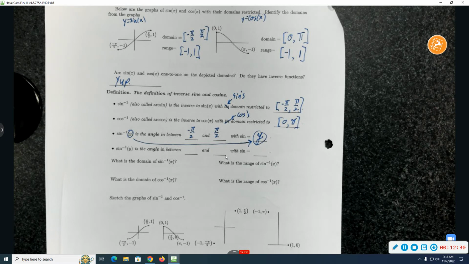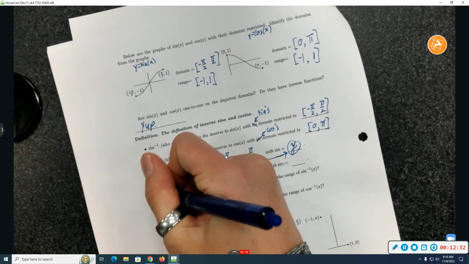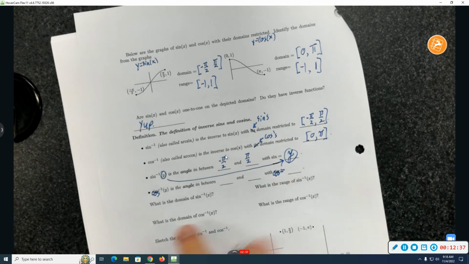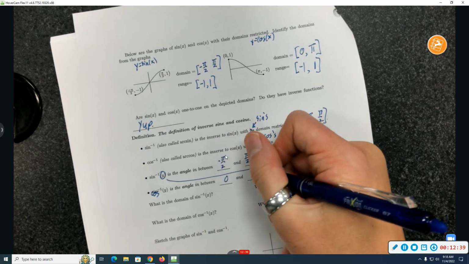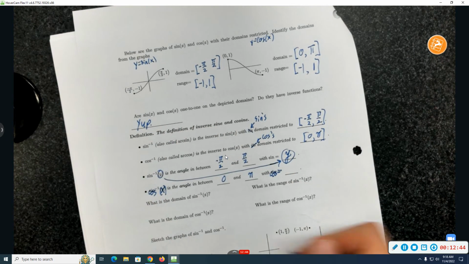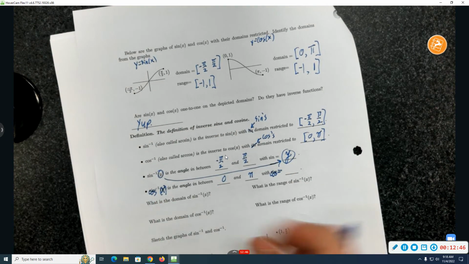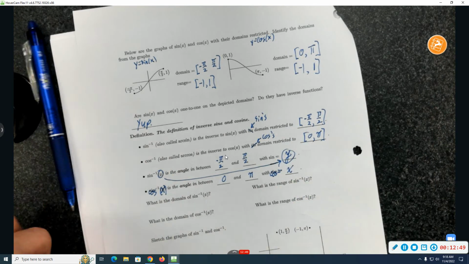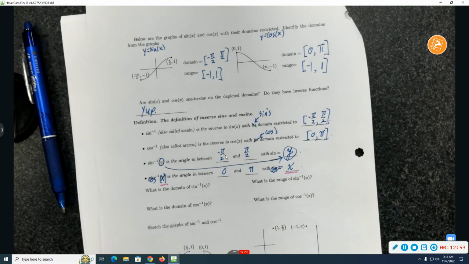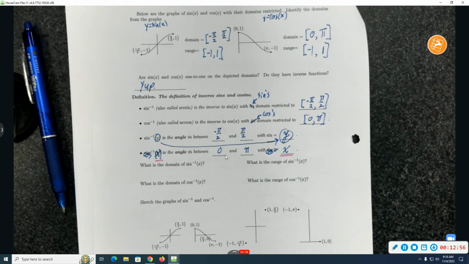Inverse cosine, that's a typo, is the angle between 0 and pi. And let's call it x, because cosine should be the x coordinate. Inverse cosine of x is the angle between 0 and pi with cosine equal to x. So there, x is the same as that x. So when I say inverse cosine of a number, I'm saying I want the angle which has that cosine. That angle has to be between 0 and pi. So quadrant 1 or quadrant 2.